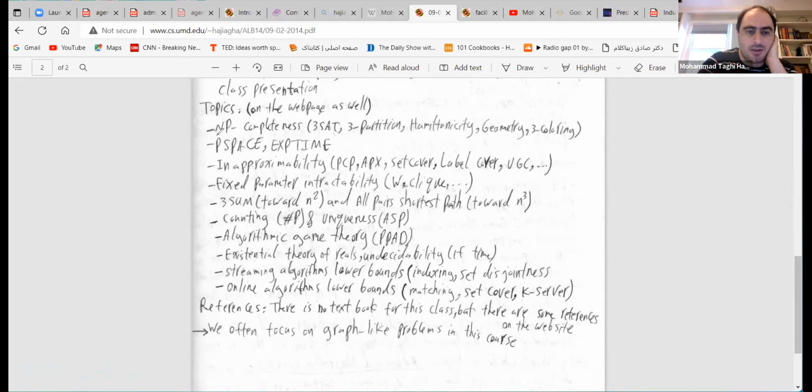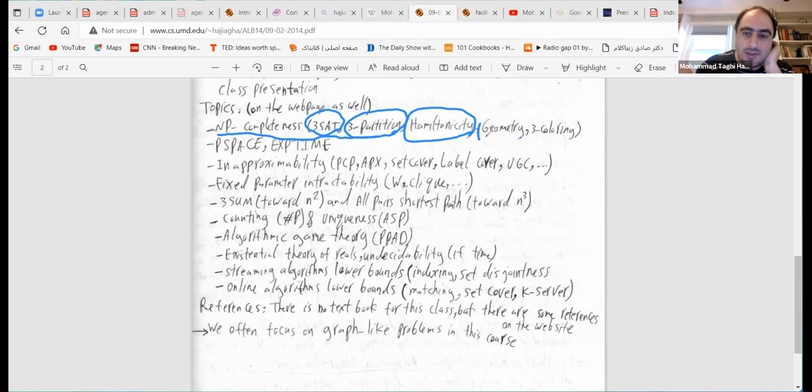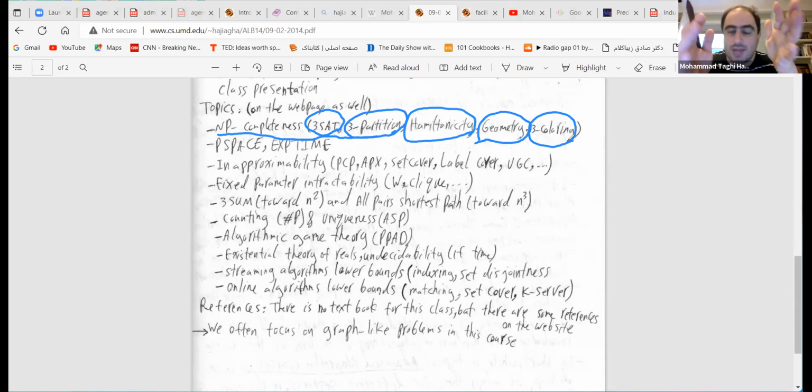The topics: we talk about NP-completeness a lot. Some important problems like 3-SAT, 3-partition, Hamiltonicity, geometry, and 3-coloring. These are the problems for your scribe notes part. For NP-completeness, these are the important problems that you can consider as assumptions, and give the references for them. These are the 5 problems. Maybe you can add more, but you will find the important problems and add them.